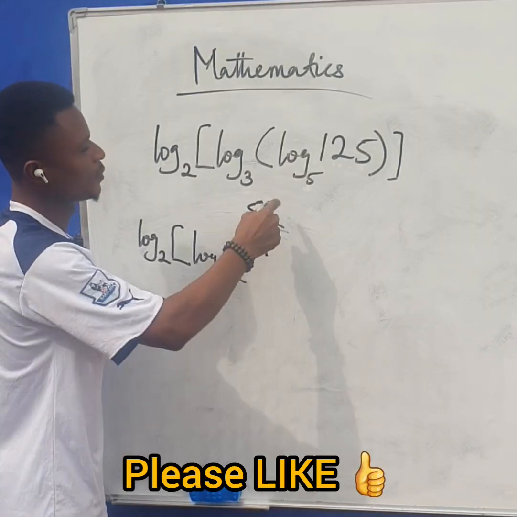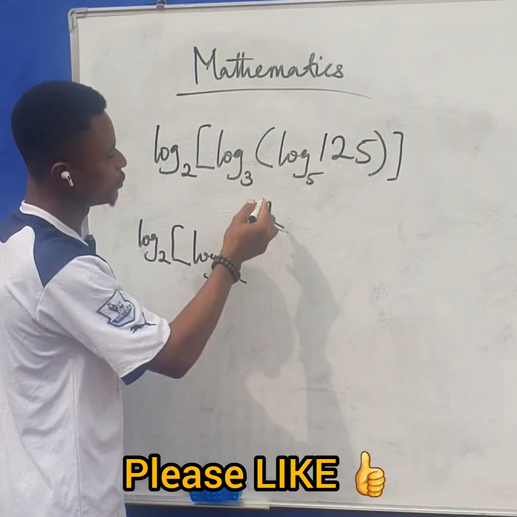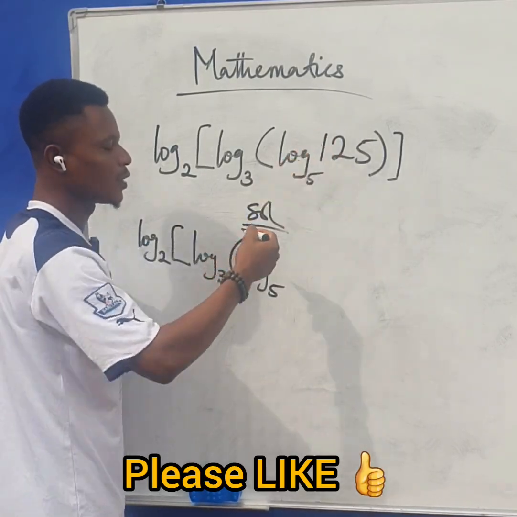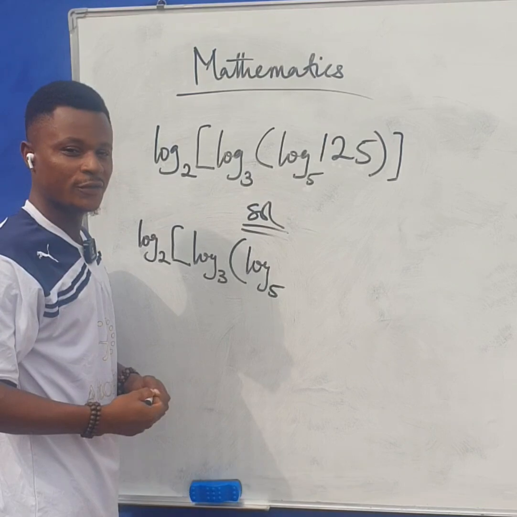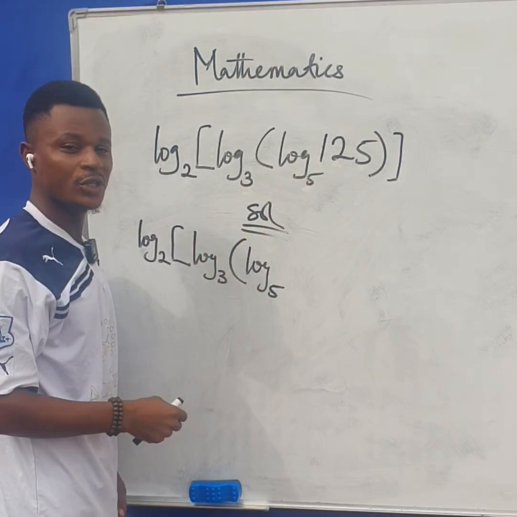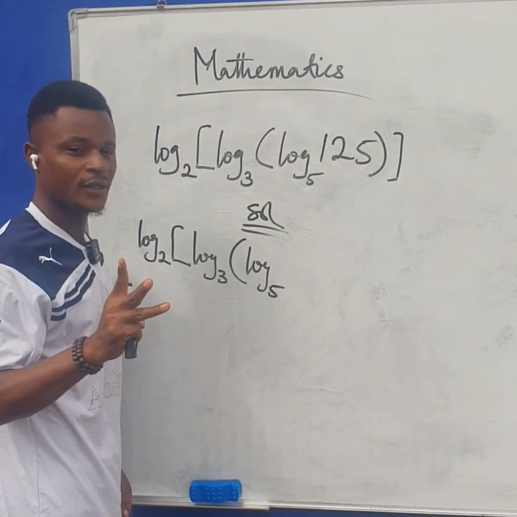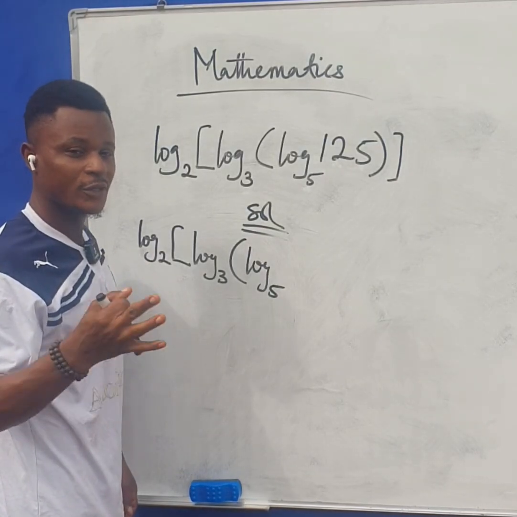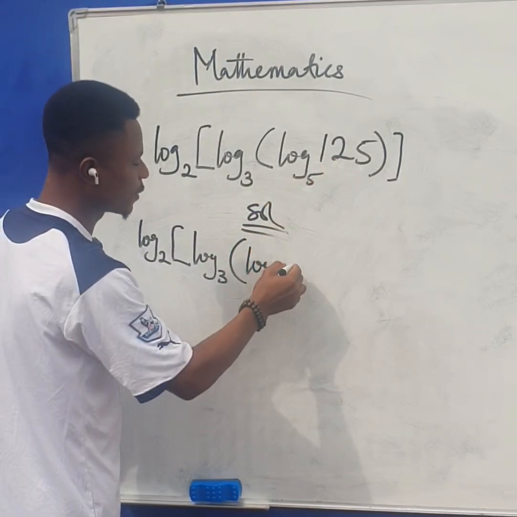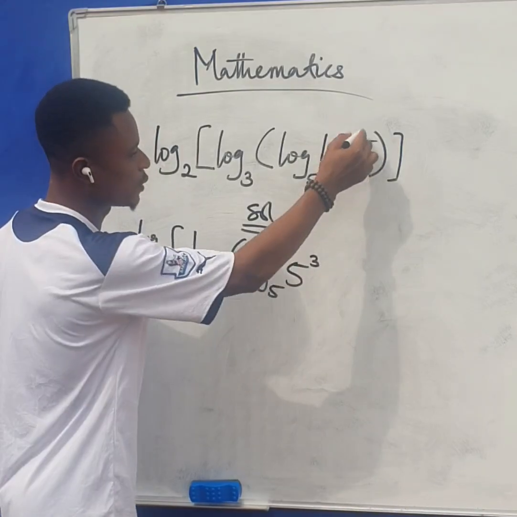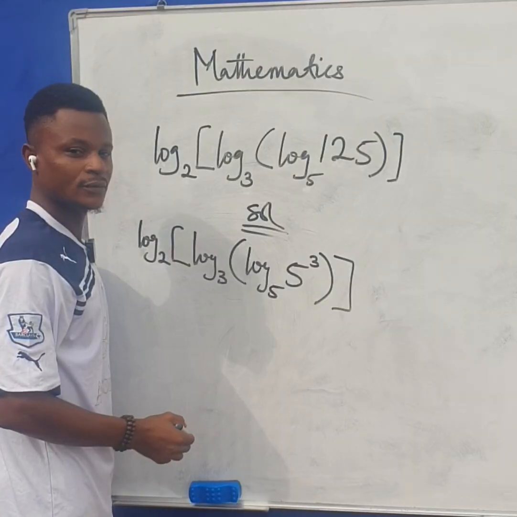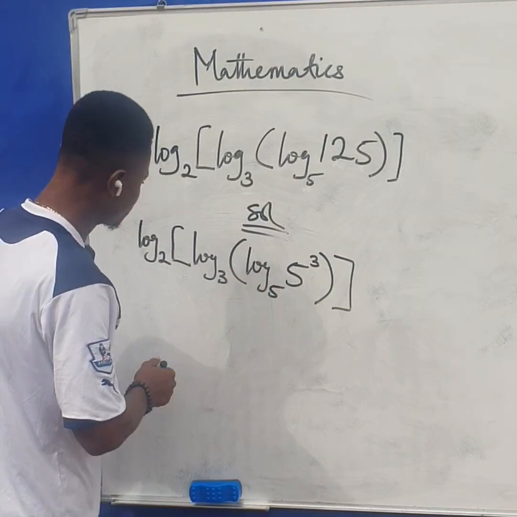Now, to solve this, we have to write log base 5 of this one here in exponential form. This 125 can be written in exponential form as 5 raised to the power of 3. Why? Because 5 times 5 times 5, into 3 places, will give us 125. So we are going to replace this with 5 raised to the power of 3. Then after that, we close the bracket and we close the other bracket. You understand?